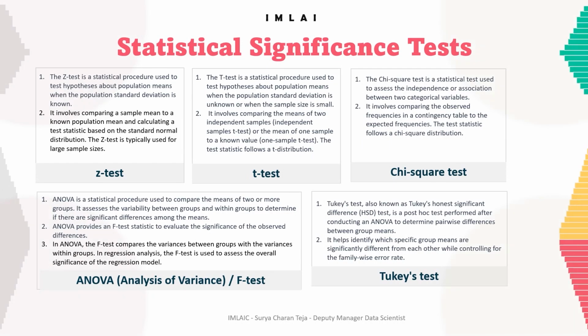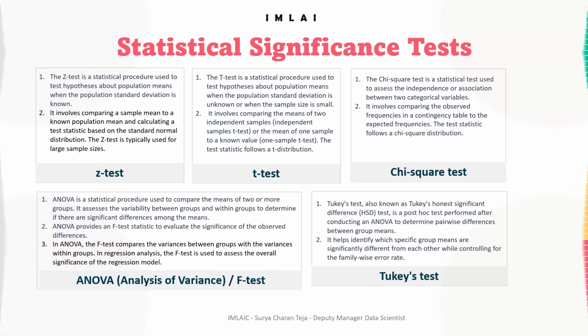So we are in feature engineering. In feature engineering, we are doing feature selection. To do the feature selection, if both variables are continuous, we can use a z-test. If both variables are continuous and you have a limited sample, then you can go for the t-test.